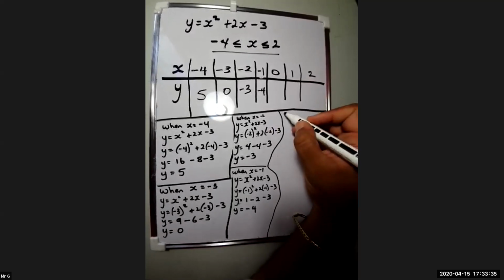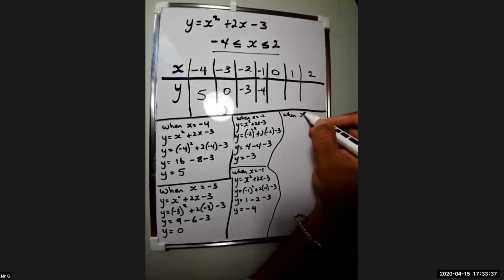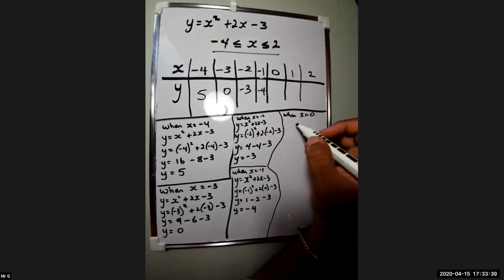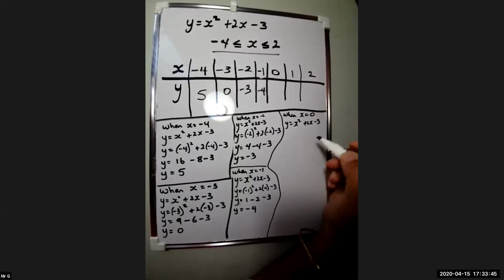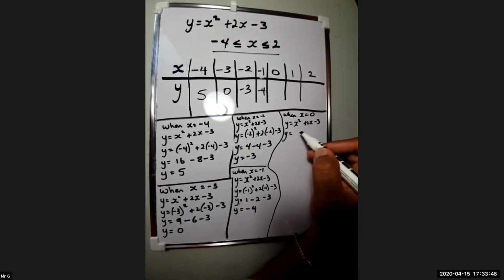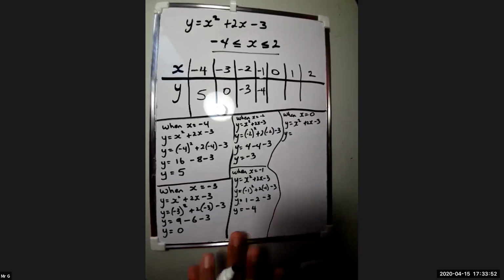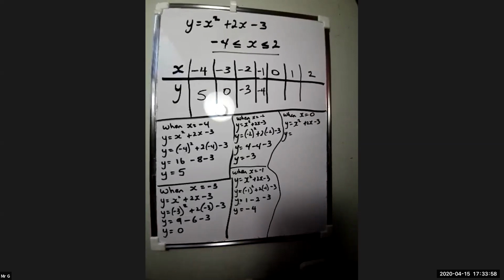So let's see now when x is equal to 0. Y is equal to x squared plus 2x minus 3. So y is equal, sure, this one here, ma'am? Yes, sir. Okay, no problem.